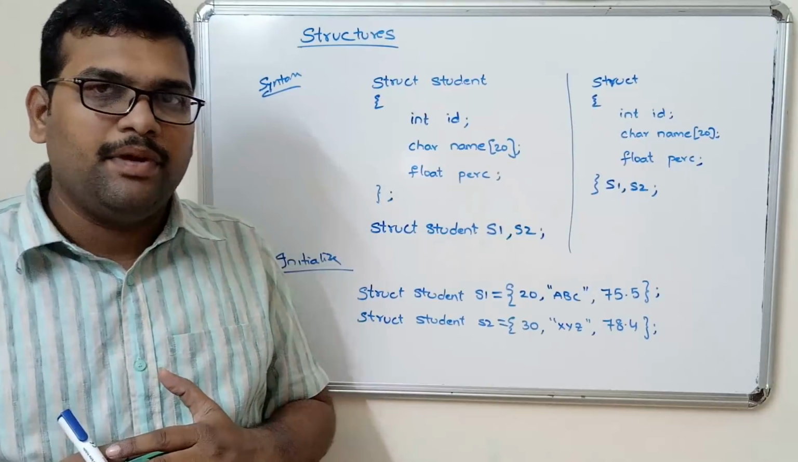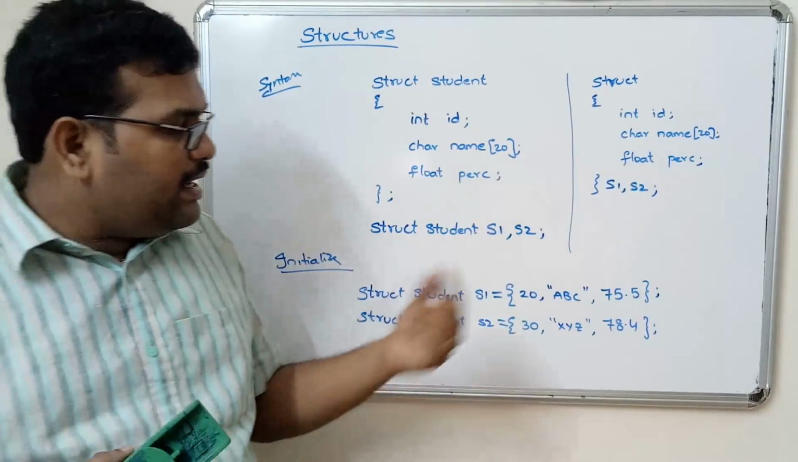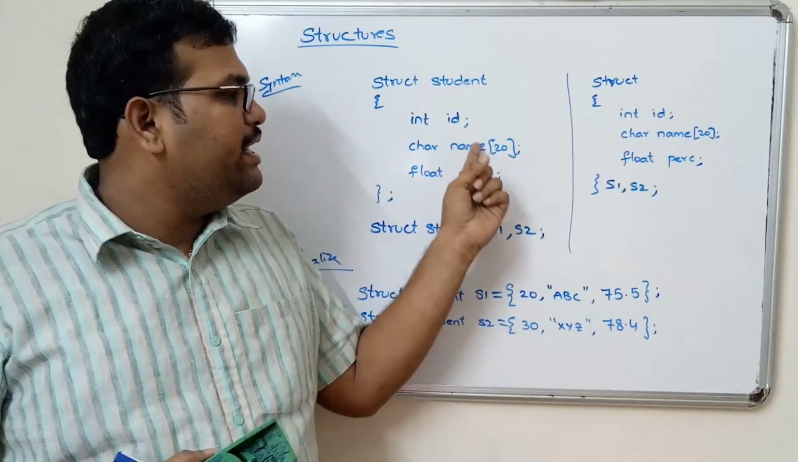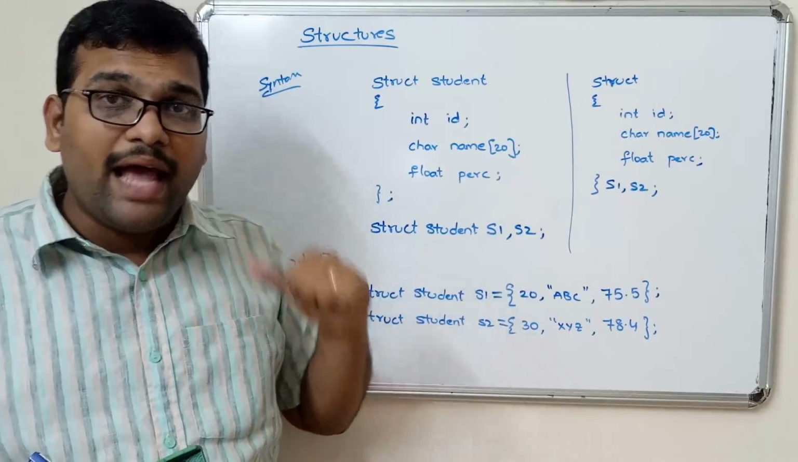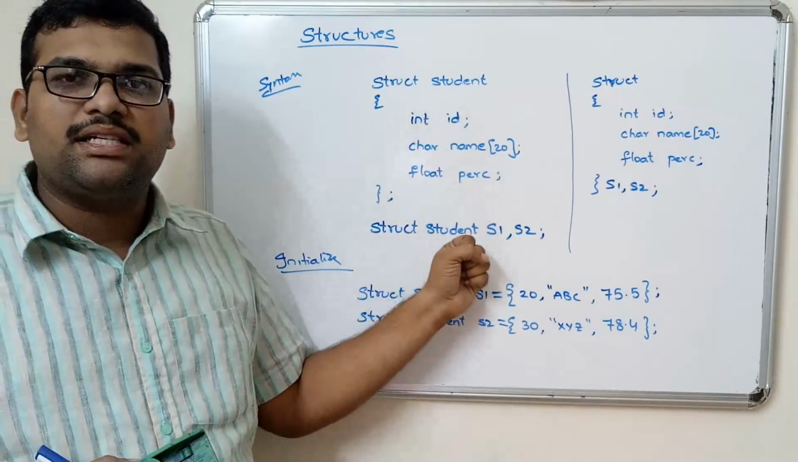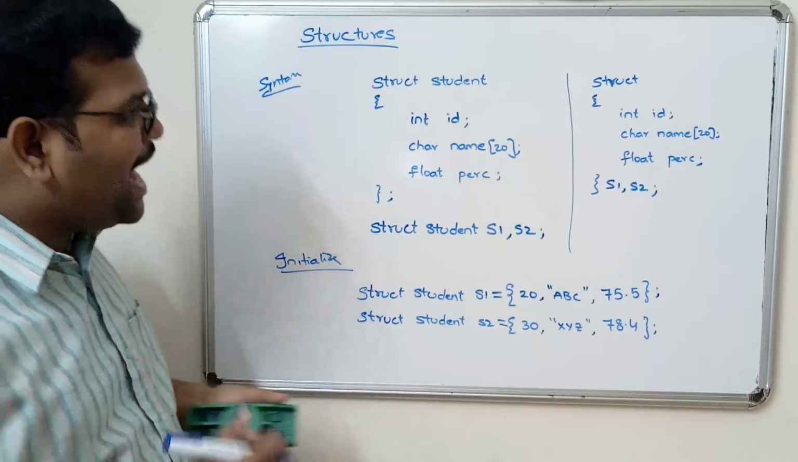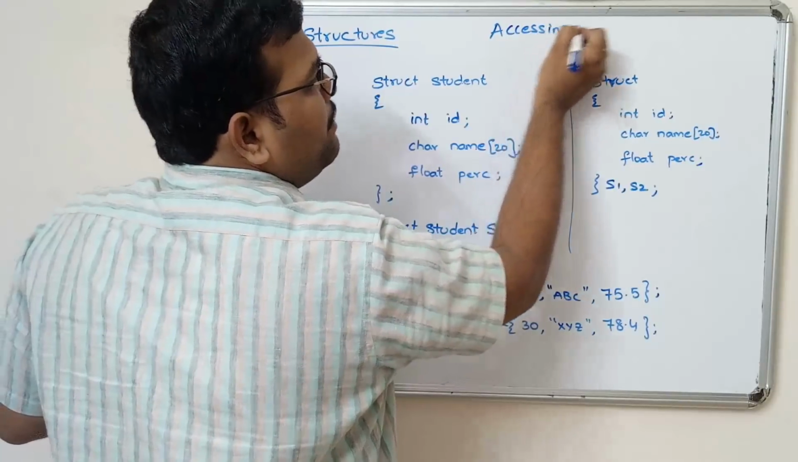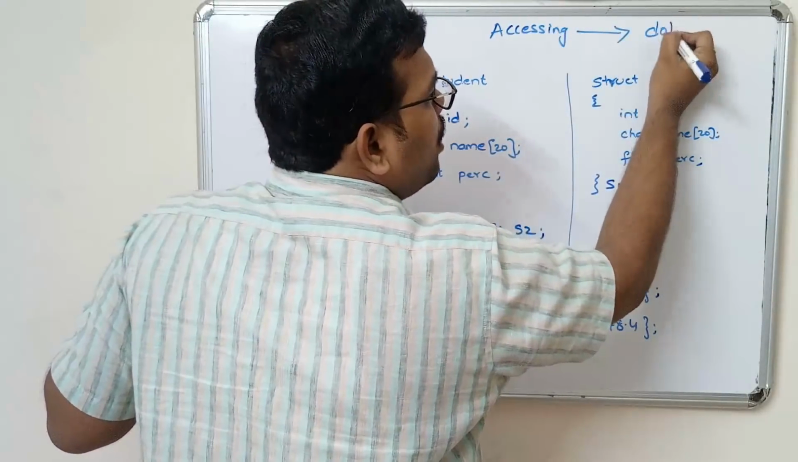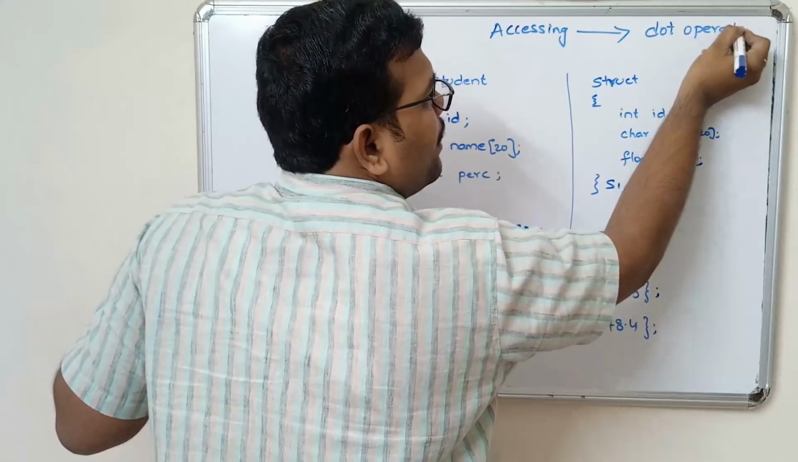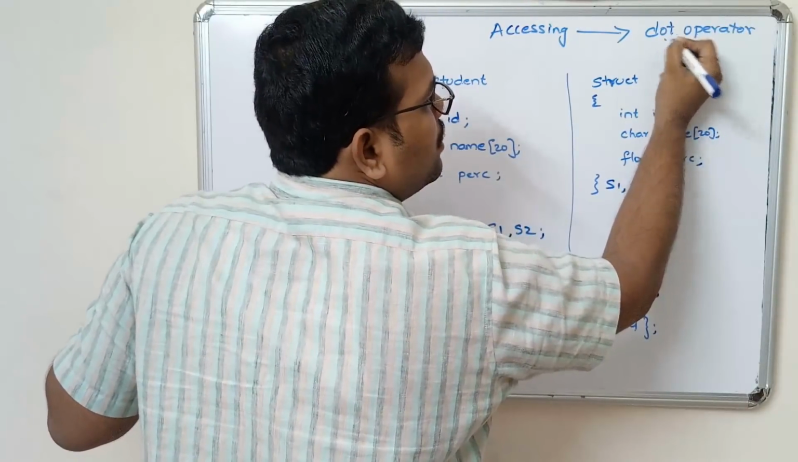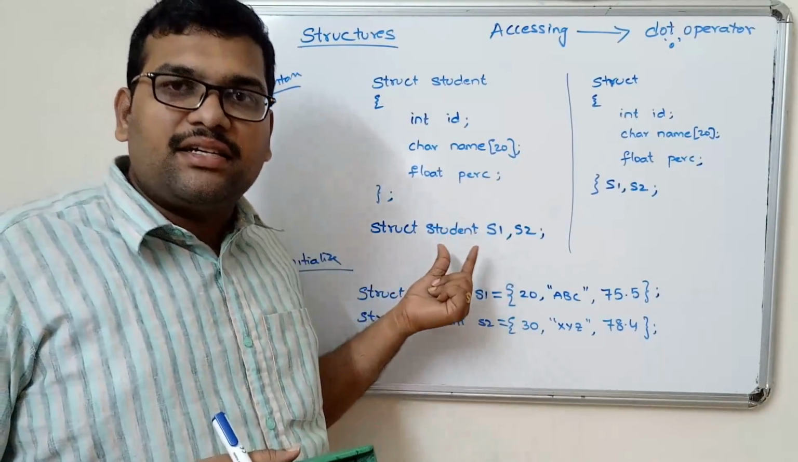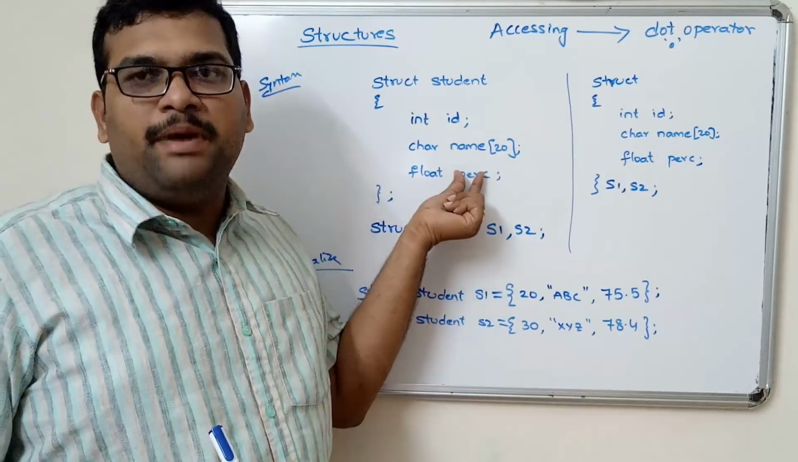How to access them? Here we are saying that S1 is having ID, name and percentage. Similarly, S2 is also having ID, name and percentage. So how to access the members by the structure variable? This accessing can be done by using the dot operator. So by using the dot operator, every structure variable will access its members.